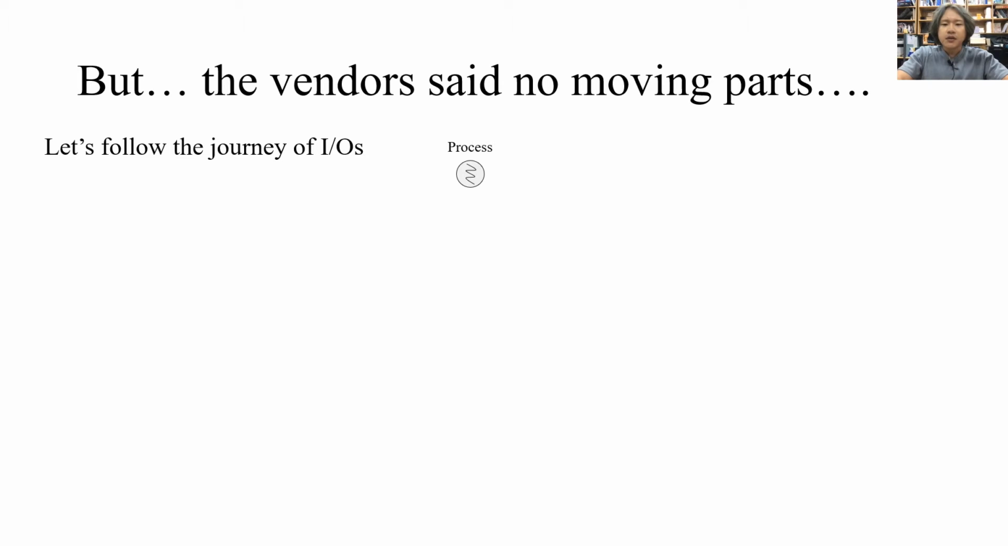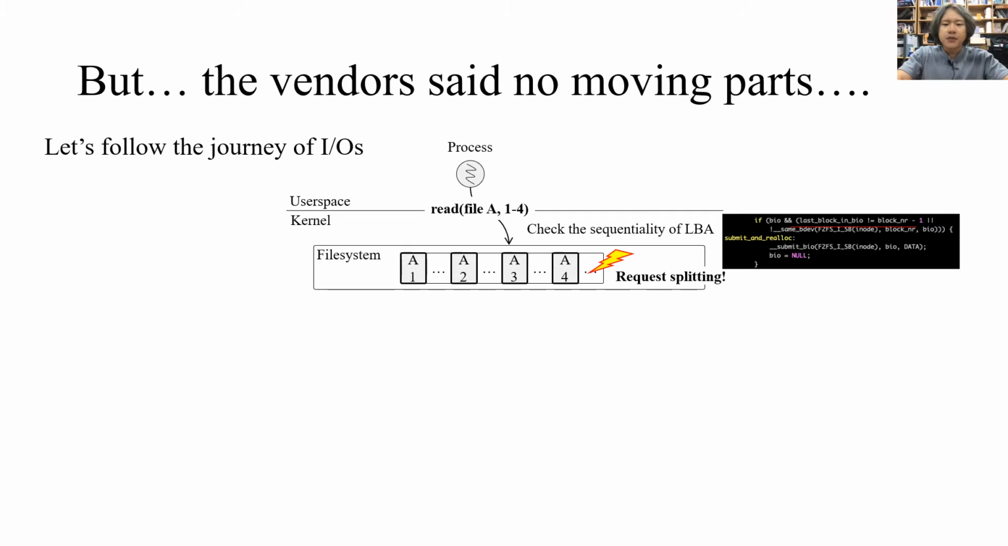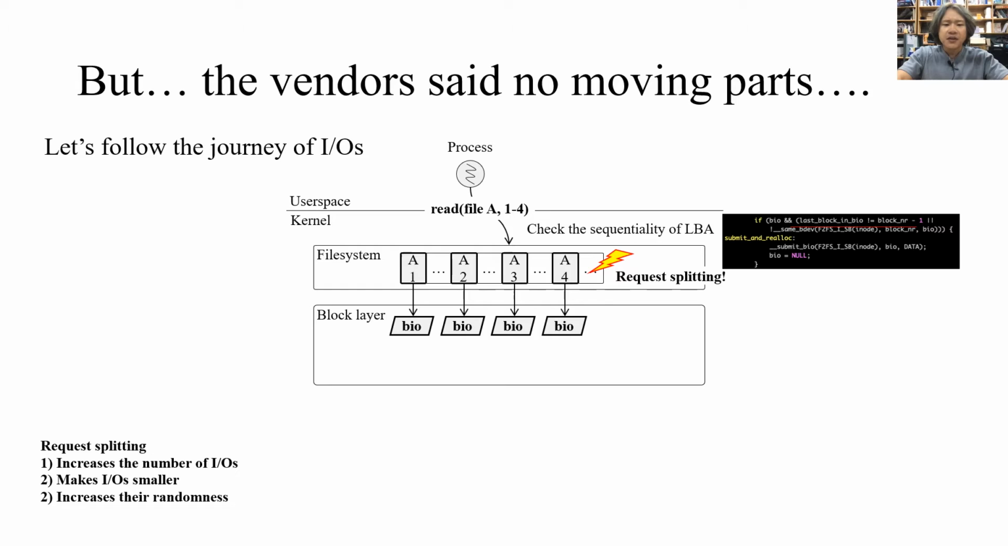Let's look into the Linux I/O path. Suppose that a process issues a read operation, it goes through the user-level library and is delivered to the kernel via system call. And in the file system layer, the file system investigates the sequentiality of the LBA of the read operation because file systems view data in terms of LBA while applications view data using file offset. If it's not sequential, request splitting occurs. Here, request splitting means a single system call is divided into multiple I/O requests. The problem of request splitting is that it increases the number of I/Os, makes the I/Os smaller, and increases their randomness. This significantly affects I/O activities throughout the entire I/O stack.